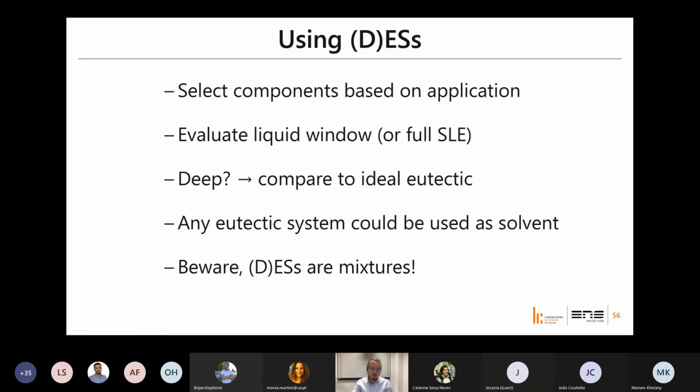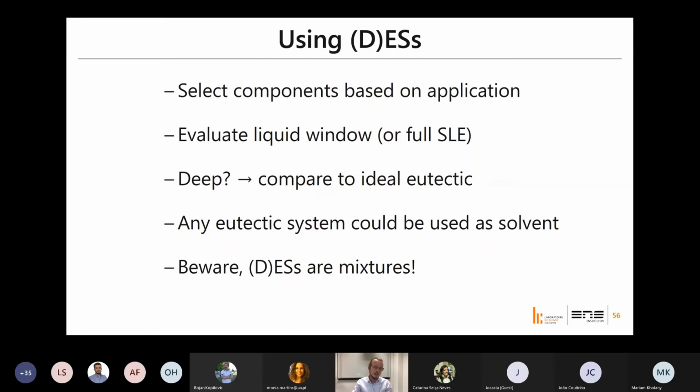But I have to say, it's not necessary to use deep eutectic solvents. I know that's a bit weird from a person that mostly worked with deep eutectic solvents, but any eutectic system can be used as a solvent phase. In my opinion, it's not necessary to have a deep eutectic. It's just a bit less surprising that you use it as a liquid phase, but it's still totally viable as a solvent.